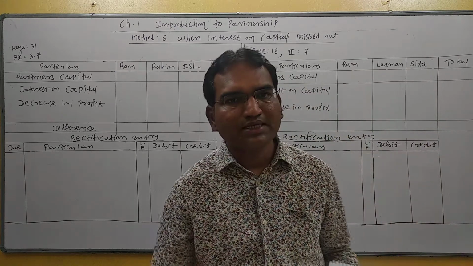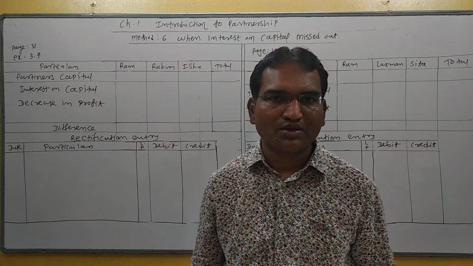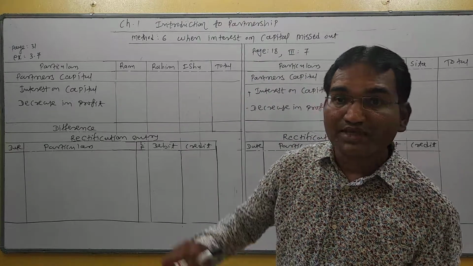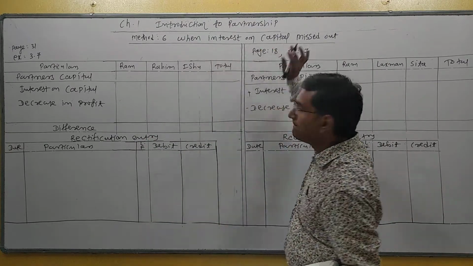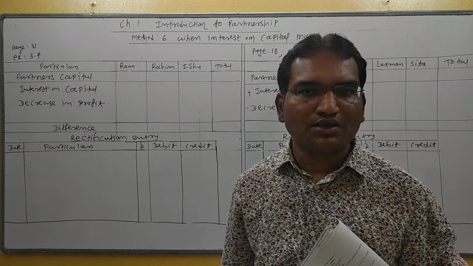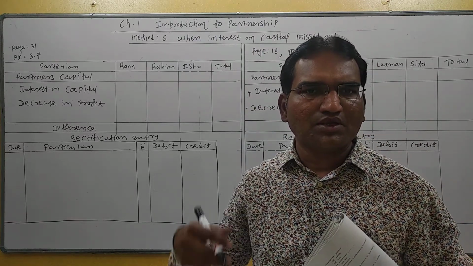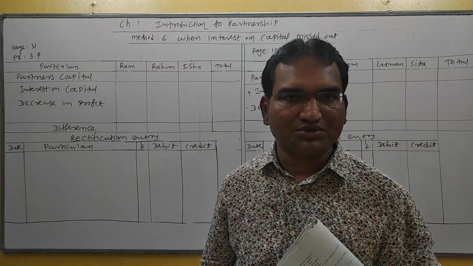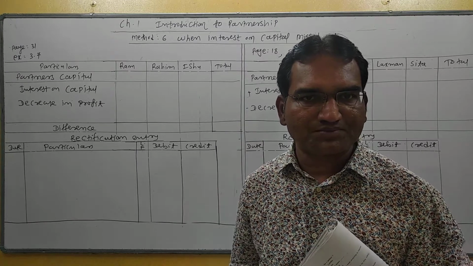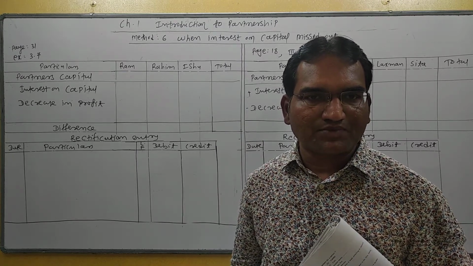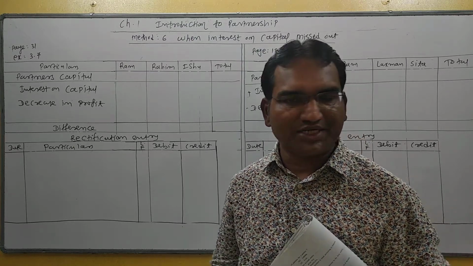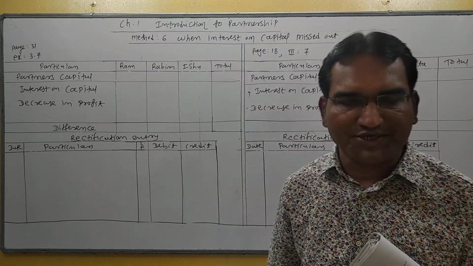Hello student, in this method we are going to start when interest on capital is missed out. Sometimes in a partnership firm, after preparing the final accounts, it is realized that interest on capital was missed out. In that case, this is an error. An error can be rectified by passing a rectification entry.